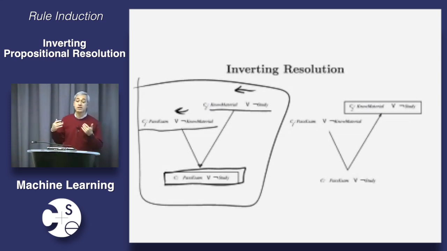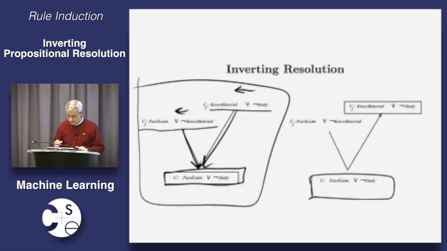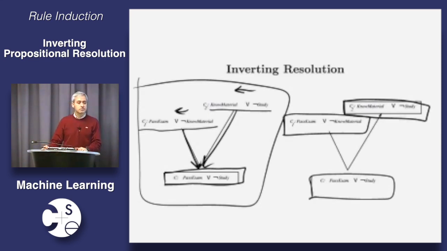But now what we want to do is induction. We want to do the inverse of this. What is the inverse of this? Well, deduction was going from this and this to this. Induction is the inverse. In induction, I have the result, and I have one of my two clauses. I want to figure out what's missing. I want to figure out the second clause. That's the goal here.